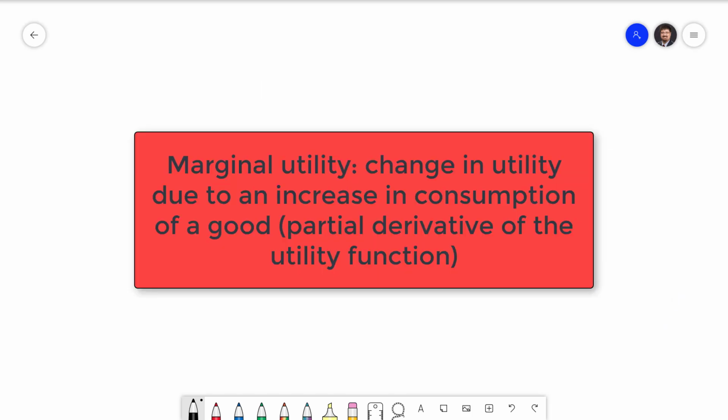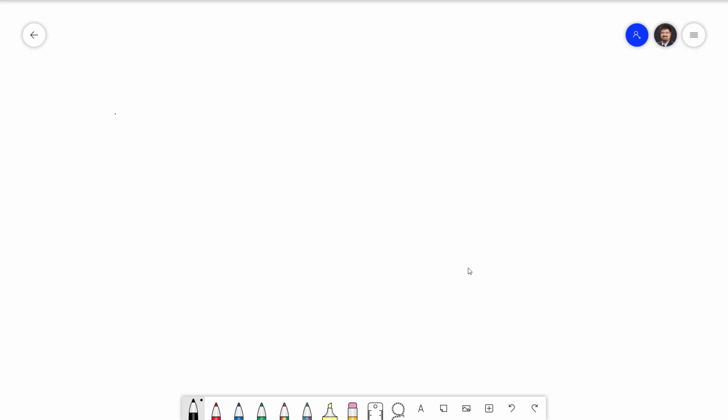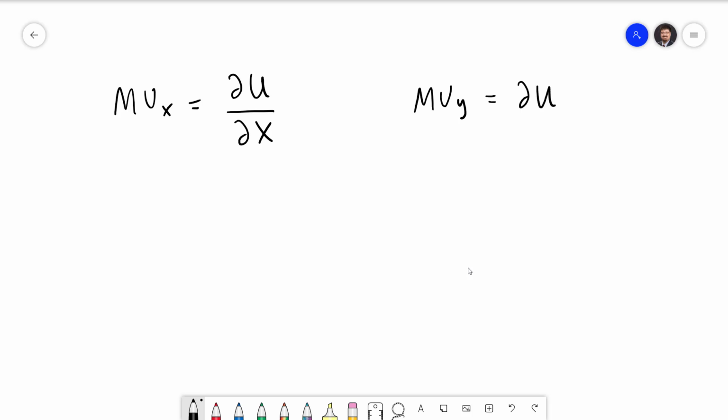Our next definition is marginal utility. Marginal utility is the amount of utility gained from increasing the consumption of one particular good, in our case either x or y. As is going to be the case as we move forward through this course, when you hear the word marginal, you want to think derivative. We define the marginal utility of x as the partial derivative of the utility function with respect to the quantity of good x. Similarly, we define the marginal utility of y as the partial of the utility function with respect to the amount of good y.